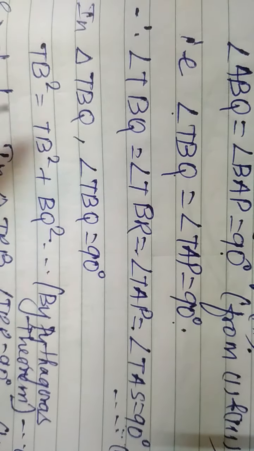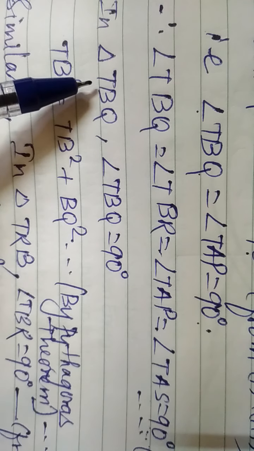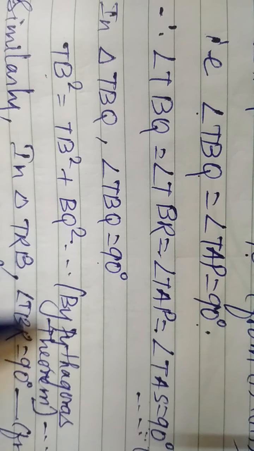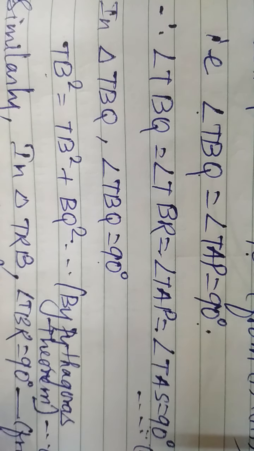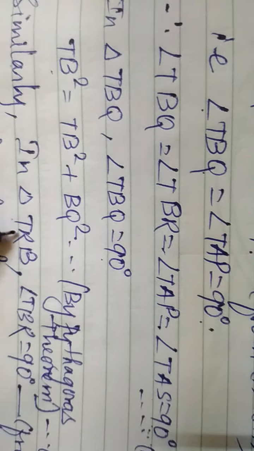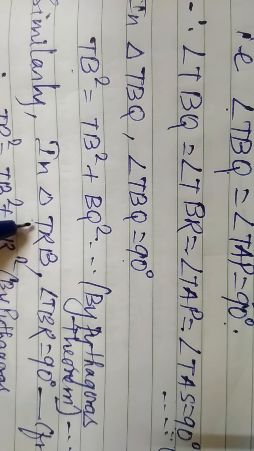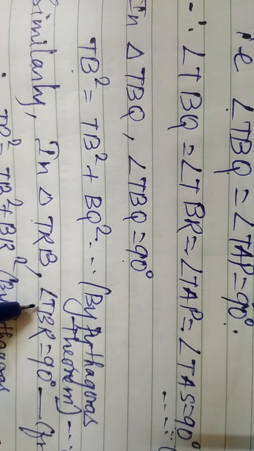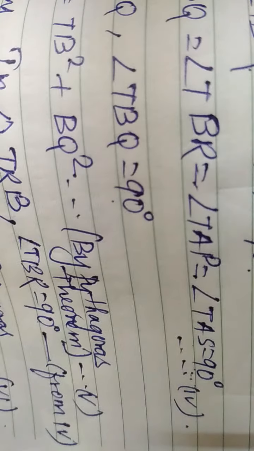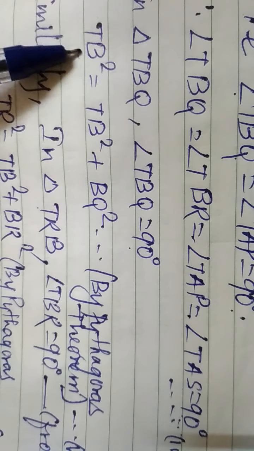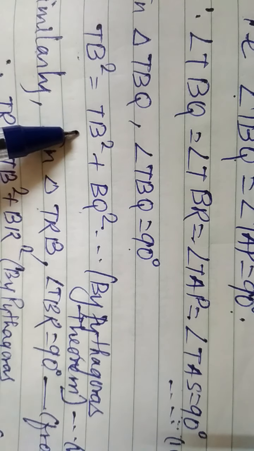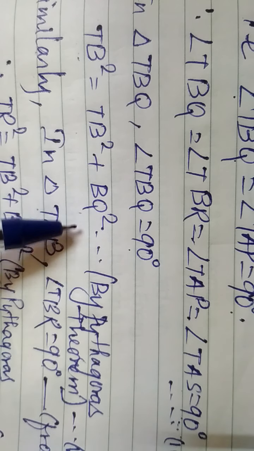So we will take one triangle, that is triangle TBQ, where TBQ is 90 degrees. That means we can use the Pythagoras theorem. Put it as equation 5. Similarly, we take another triangle, triangle TRB, where angle TBR equals 90 degrees. Put this as equation 4. After that, by the Pythagoras theorem we will get these two formulas.